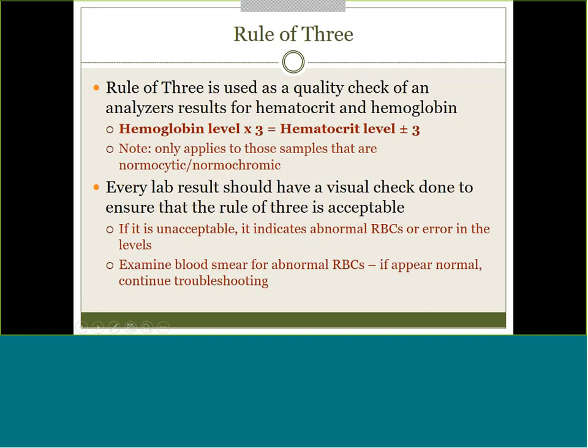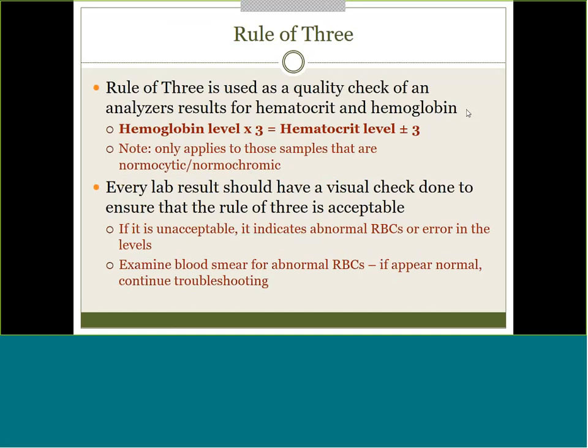Once we have the hemoglobin and the hematocrit results from the analyzer, we always do a rule of 3 check. If you're that lab tech working in hematology and you're getting results off the hematology analyzer, every time you get a result, you need to do a quick rule of 3 check. It's just a quality check to make sure that the results you're getting seem appropriate.